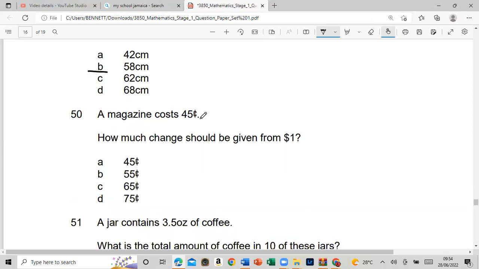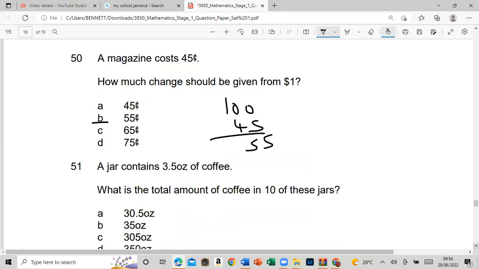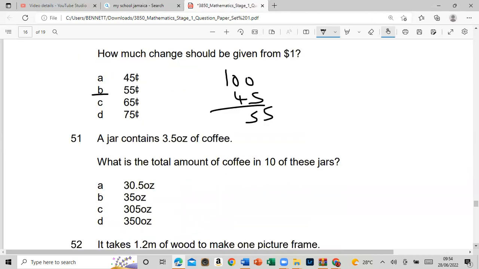Number 50, a magazine costs 45 cents. How much change should be given from $1? And that would be 100 cents is in $1. Right? So it's like saying 100 minus 45. So that's 55 cents.